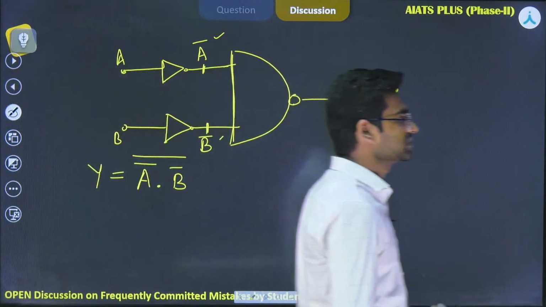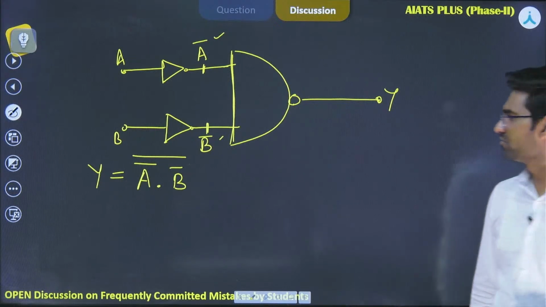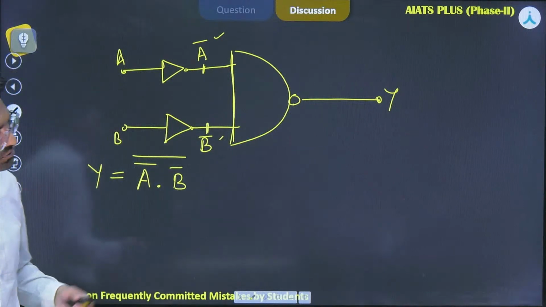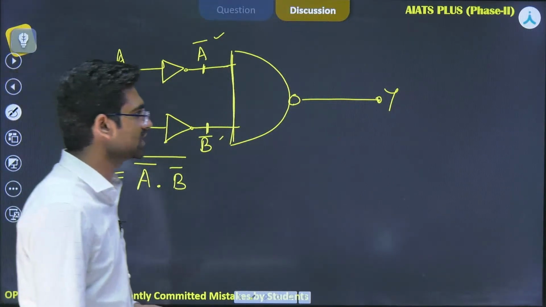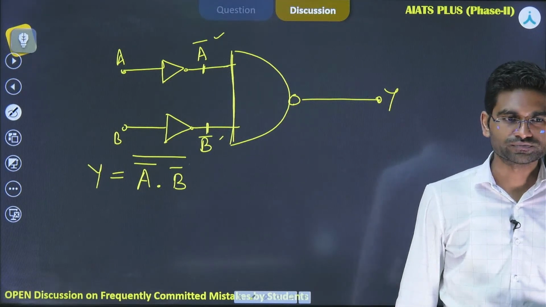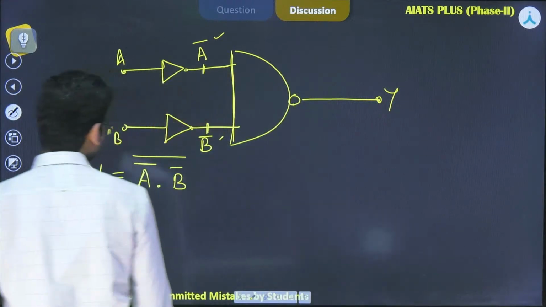Any problem in this? Are you getting this? So Y has to be equal to A bar dot B bar, the whole bar. Should we solve it by checking the truth table? Yes, we can do that too. Okay, beta? We can do that too.